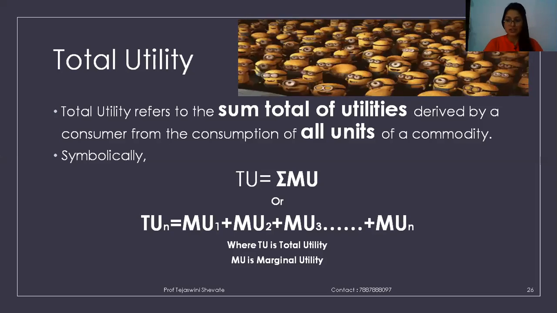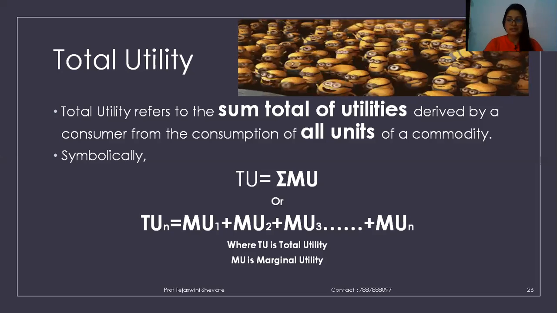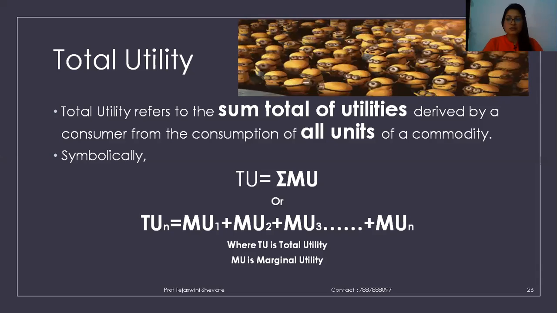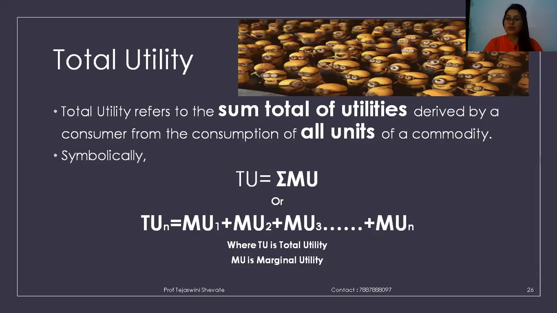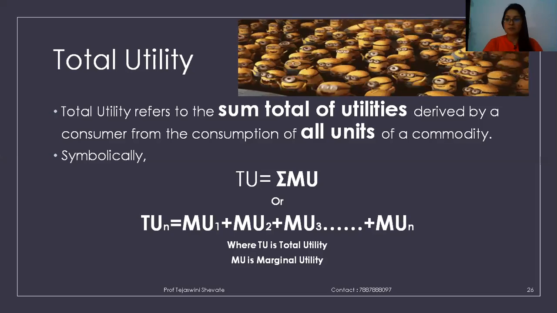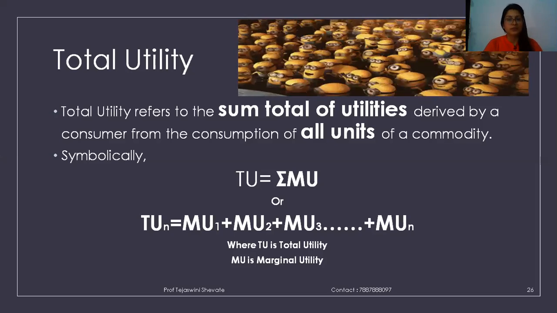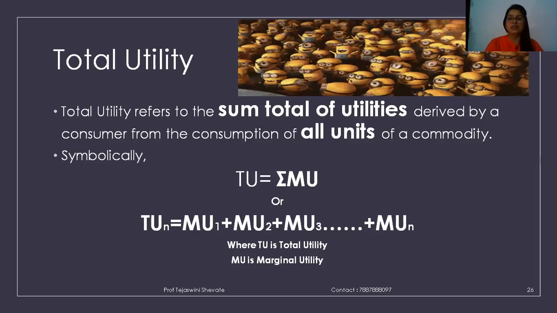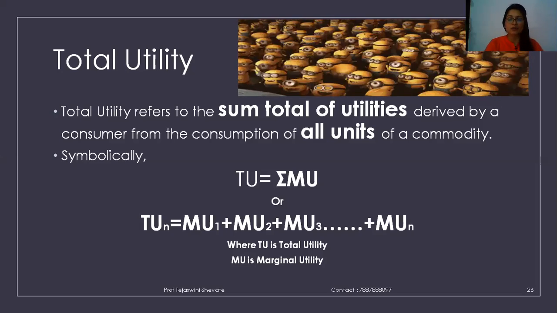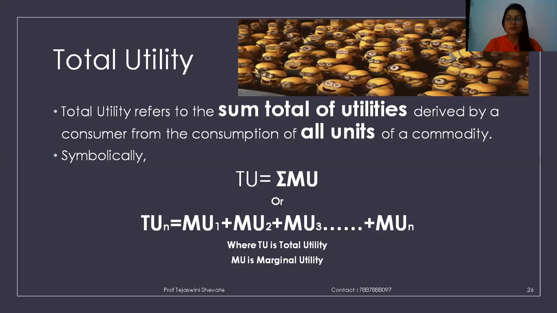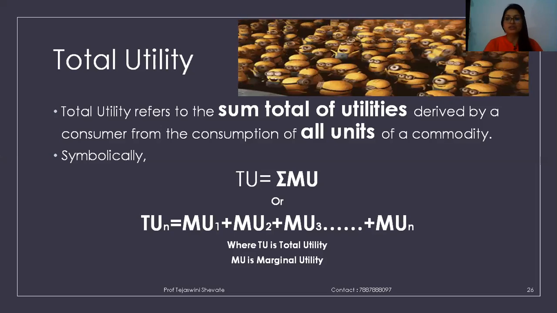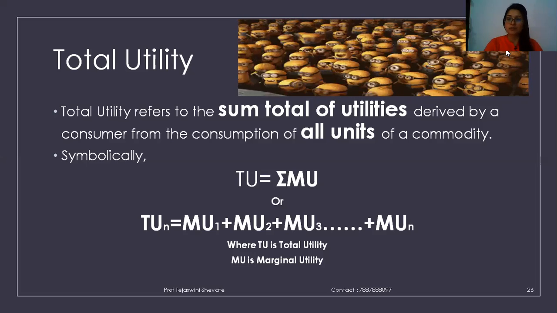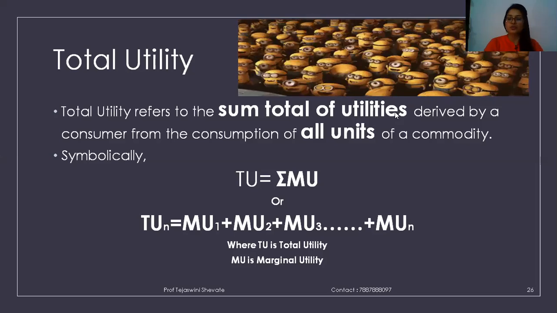Now, in layman's language, let me help you out with what total utility is. For example, if I give you 10 mangoes to consume, the utility that you derive from the first mango, plus the utility from the second mango, plus the third mango, and the fourth, fifth, sixth, seventh, eighth, ninth, 10th, all 10 mangoes that you have consumed. The utility derived by consuming all these 10 mangoes at a glance is called total utility, and hence you need to remember the sum total of the utilities.